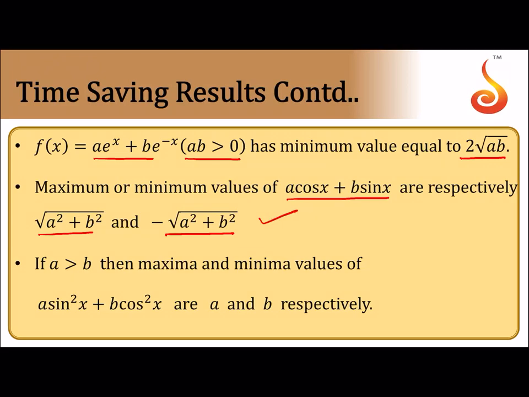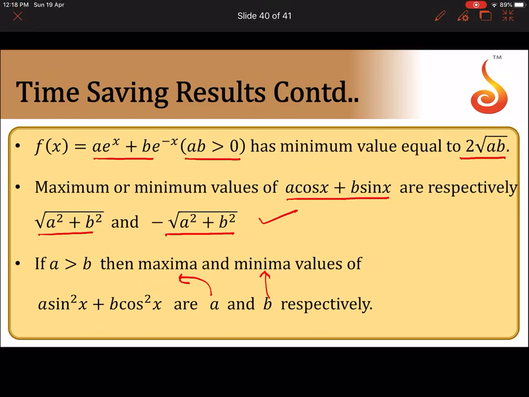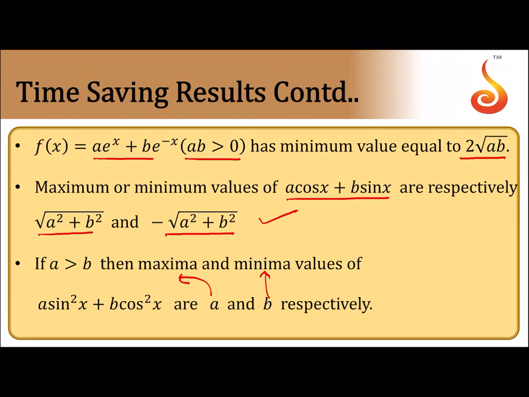Next one, f of x equal to a to the power x plus b to the power minus x, where ab is positive, has minimum value 2 root ab. The maximum and minimum of a cos x plus b sin x are plus and minus root a square plus b square. In trigonometric equations also we use this one. When a is greater than b, the maximum and minimum values of a sin square x plus b cos square x are a and b respectively. A will give you maxima and b will give you minima.